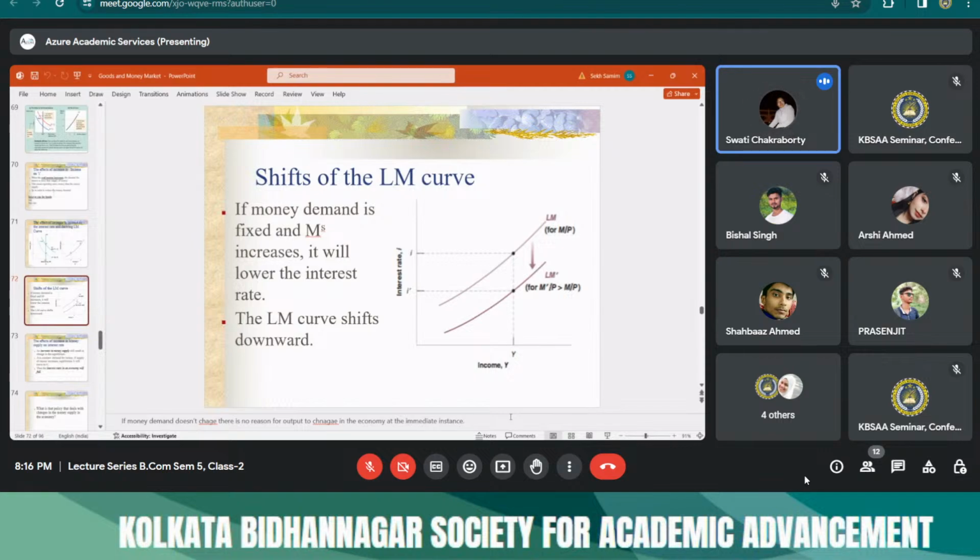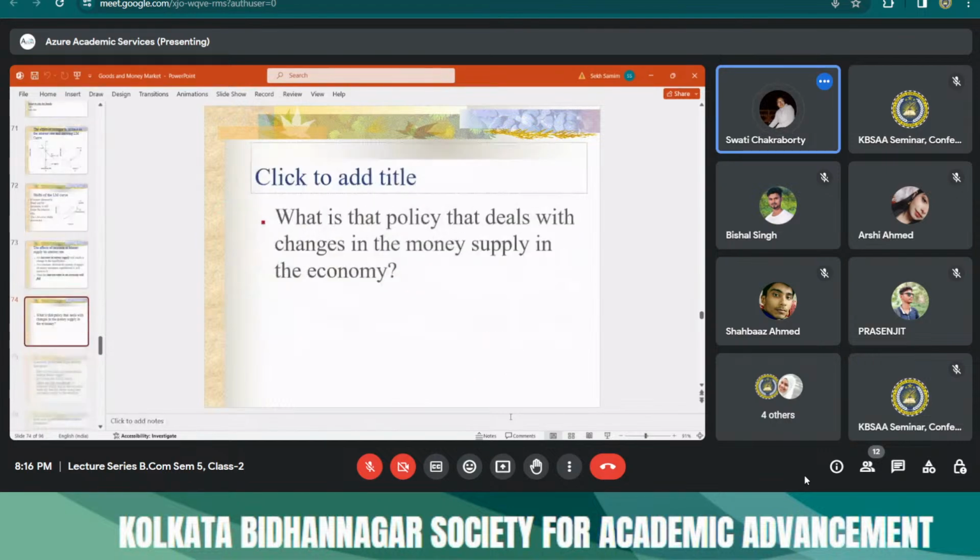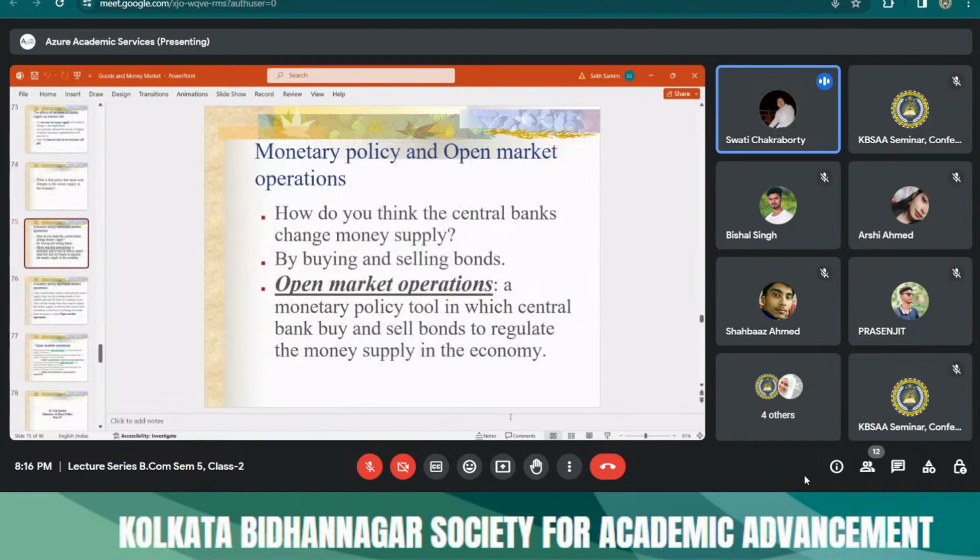So now let's go a little more into monetary policy and open market operations. Let's go to slide number 75. Yes. So a little more on open market operations, as I said. This is a very famous and very popular mechanism operated by the central banks, buying and selling of bonds, right? It's a very popular monetary policy tool where banks buy and sell bonds in order to regulate the money supply in the economy. It is done either to increase the money supply or to remove the excess money in circulation.